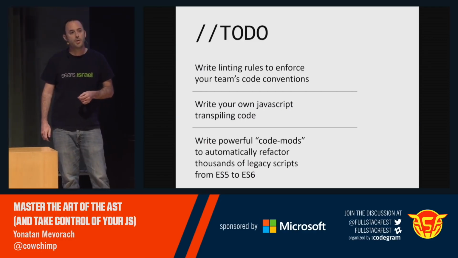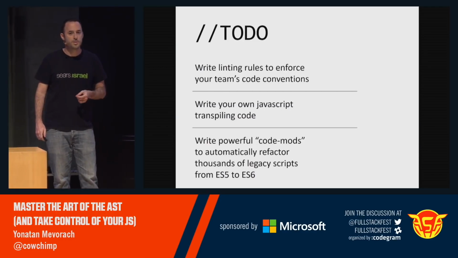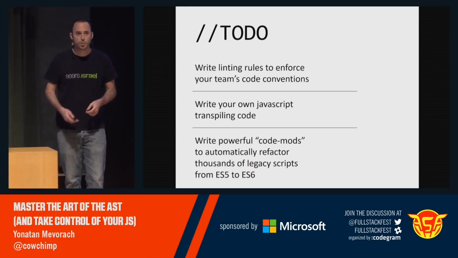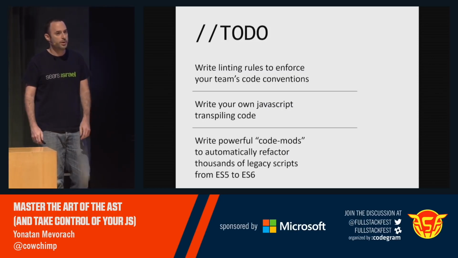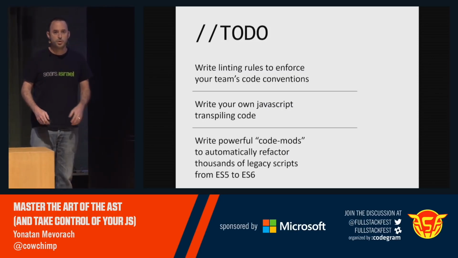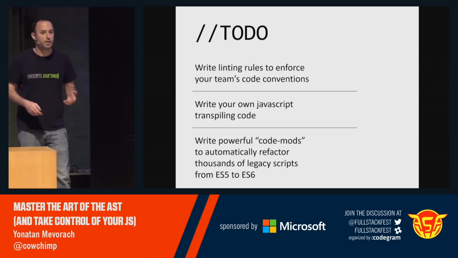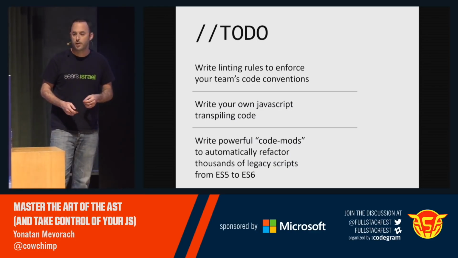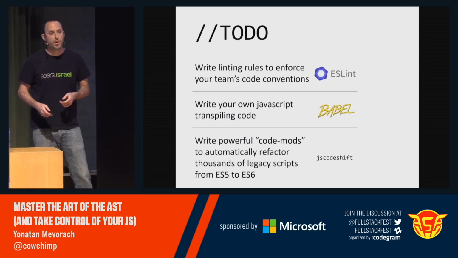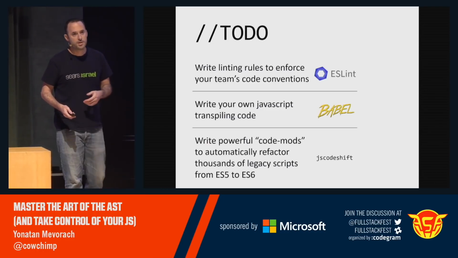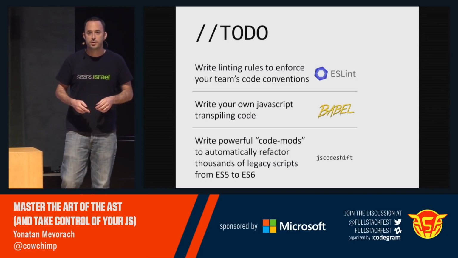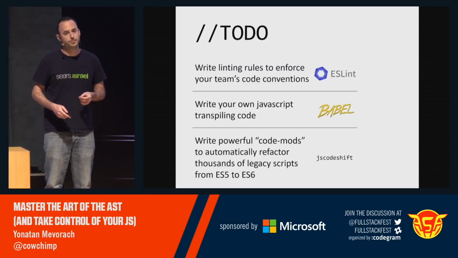So we're going to see how you can write your own linting rules to enforce your team's conventions, how you can write your own transpiling logic, and how you can write code mods, or code modification scripts, that will allow you to do a large-scale refactoring very quickly and with confidence. These are the three tools that solve these problems today in the JavaScript ecosystem. You have ESLint as a linter, Babel as a transpiler, and Facebook's JSCodeshift as a code mod runner.